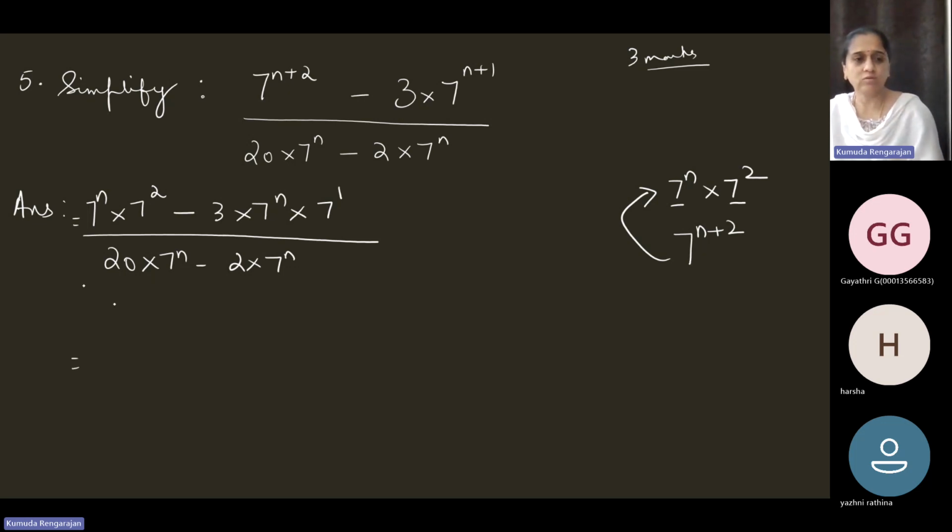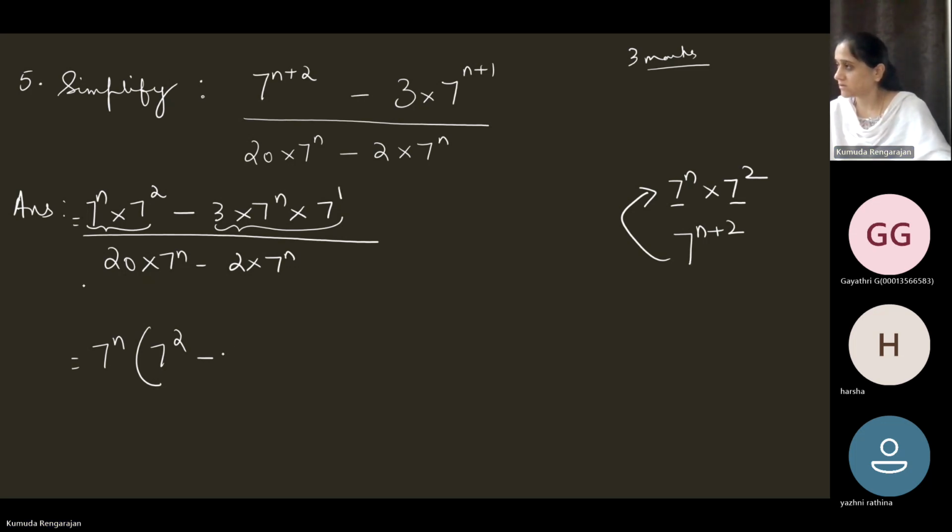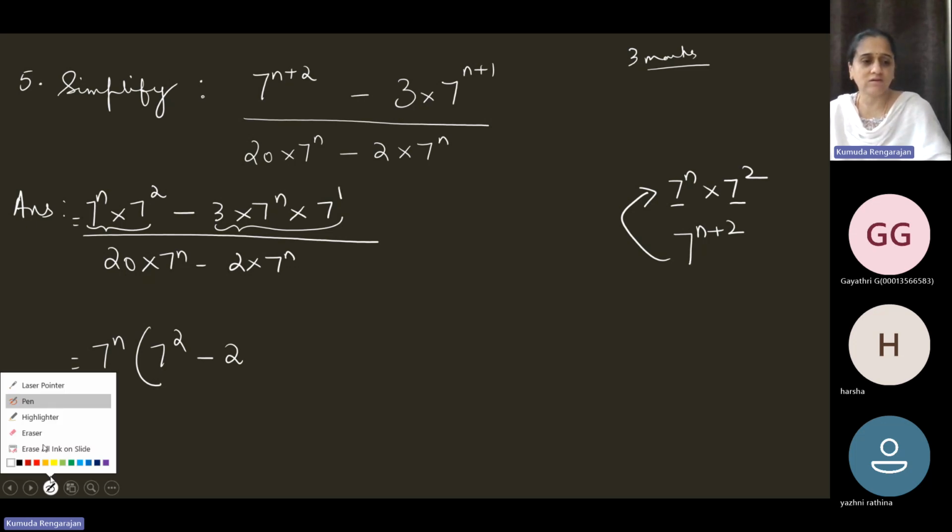Now you just have to take out common. See, this is one expression, another expression, and between these two, 7 power n is common. So you get 7 squared minus 3 into 7, with 7 power n common outside the bracket. 3 into 7, 21, 21. Or you can write 3 into 7. 48.